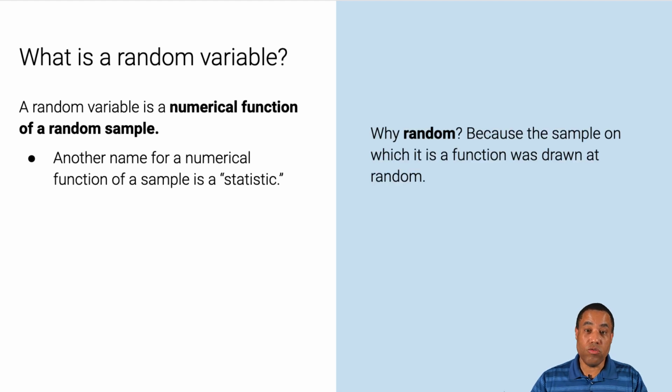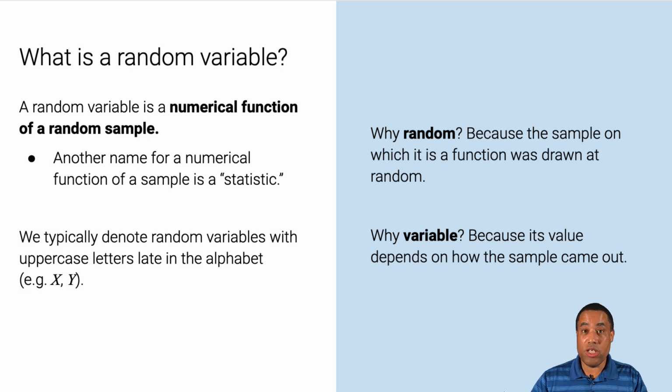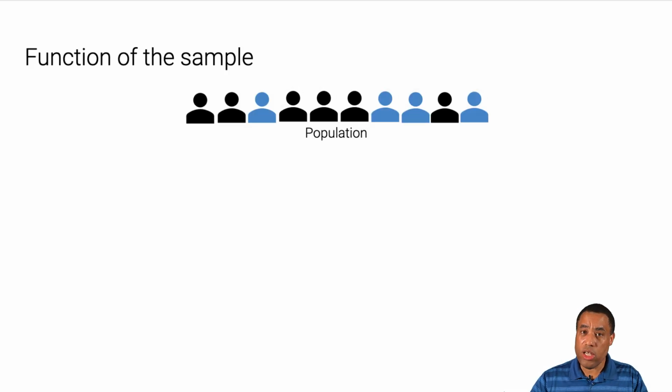Now why is it random? Because the sample on which it is a function was drawn at random. Why is it variable? Because its value depends on how the sample came out. Now in terms of how we denote random variables, we typically denote them with uppercase letters late in the alphabet. So for example, capital X and capital Y. Let's look at a concrete example to help make this clearer for you.